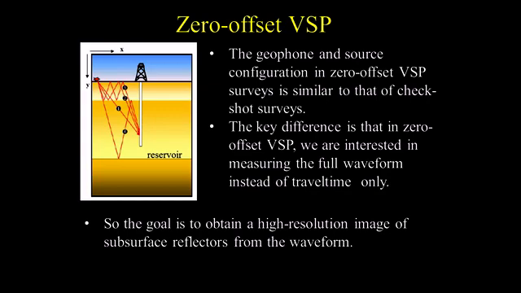The receiver and source configuration in zero offset VSP surveys is similar to that of Checkshot surveys. The key difference is that in zero offset VSP, we are interested in measuring the full waveform instead of travel time only. So the goal is to obtain an image of subsurface reflectors from the waveform. A higher density of receiver positions is used in zero offset VSPs compared to Checkshot surveys, and trace recordings extend beyond the first breaks, that is, the first arrivals at the receivers, to include later times at which the reflections arrive.